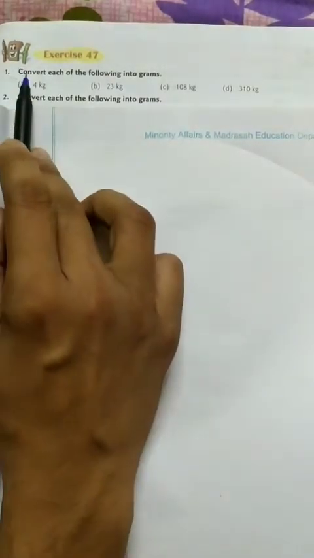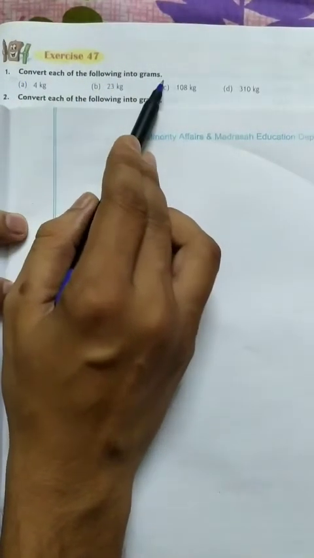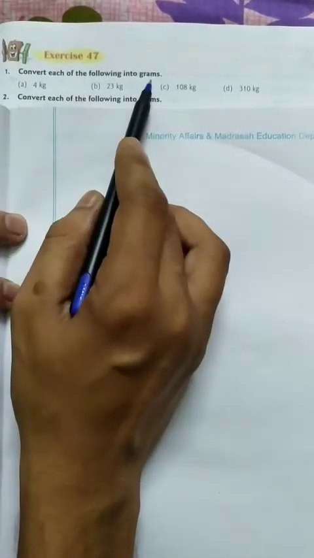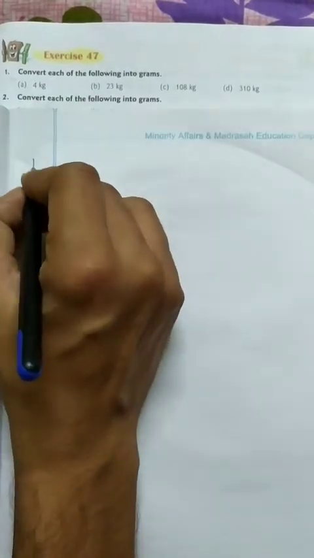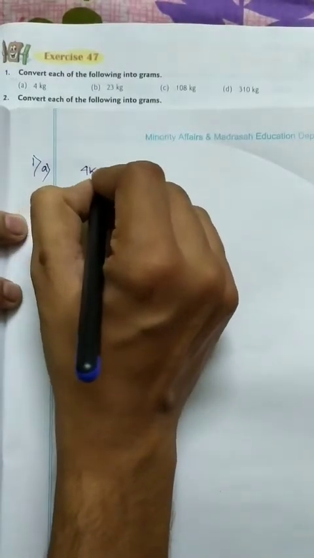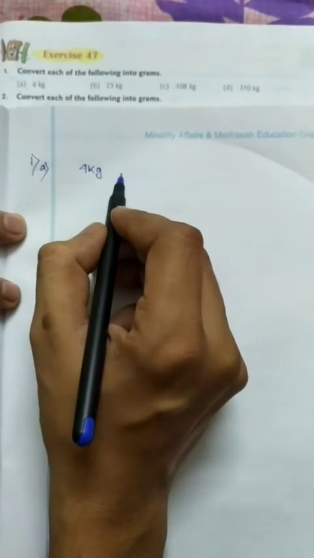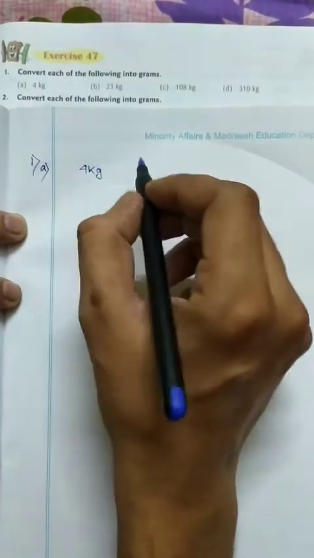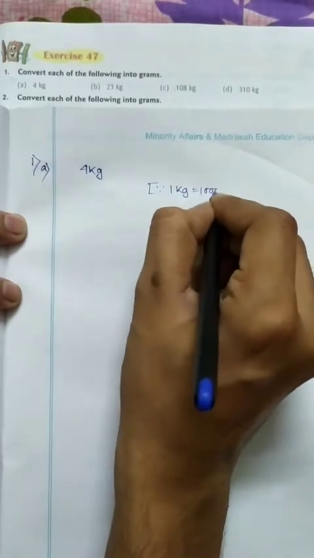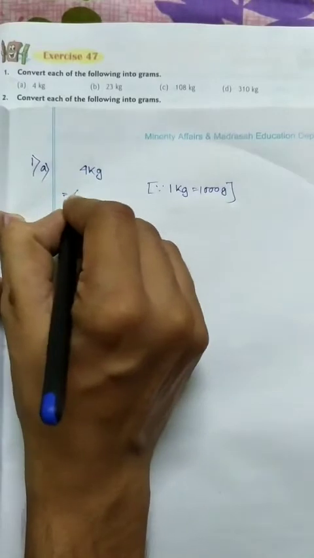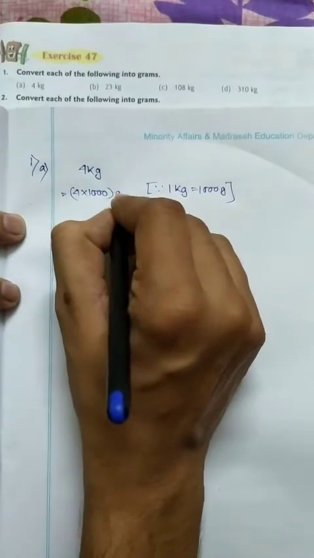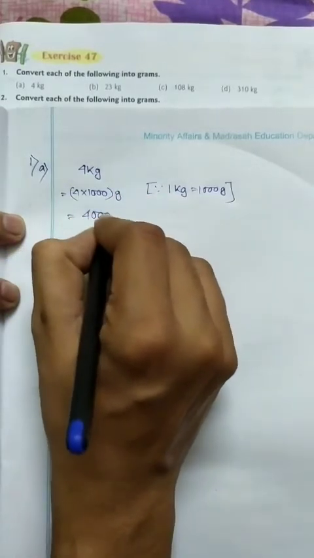Now see exercise 47. First question: convert each of the following into grams. Here the given unit is kg, so kg is the higher unit and gram is the lower unit. Question 1A: 4 kg, we convert kg into grams. We have 1 kg equal to 1000 gram. So 4 multiplied by 1000, kg converted to gram, 4000 gram.